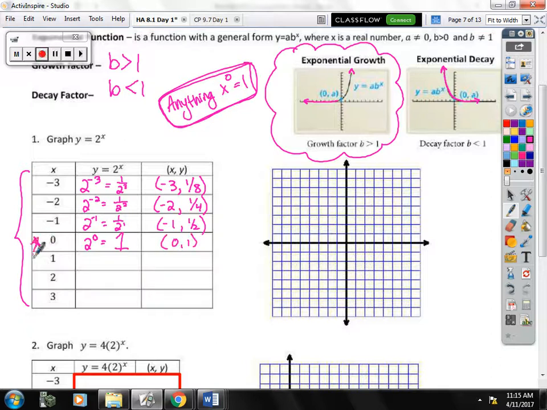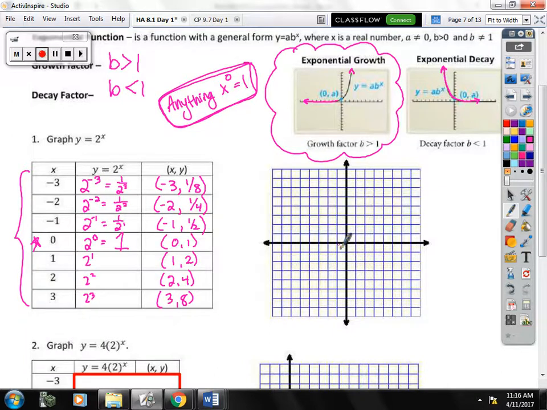And then obviously the other ones, 2 to the first is just 2. 2 to the second is just 4. And 2 to the third is 8. And then we just go and plot those points.